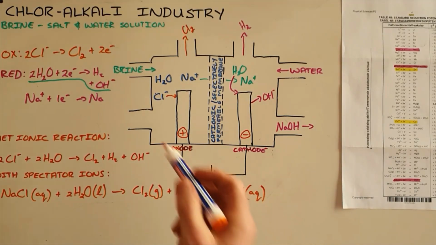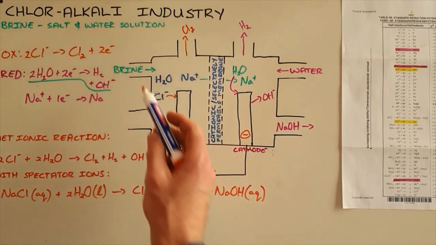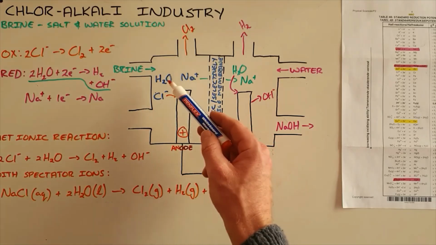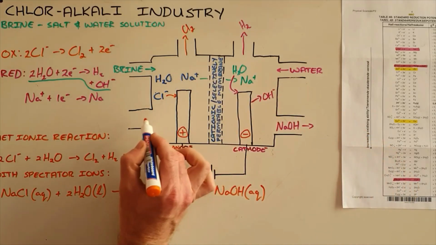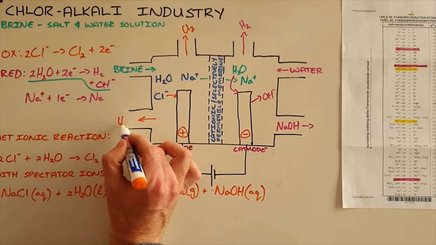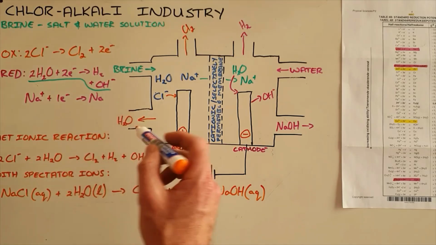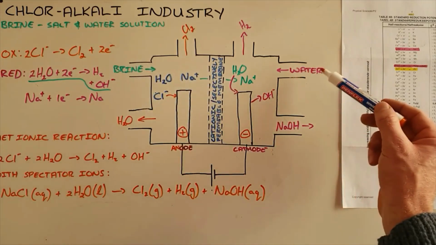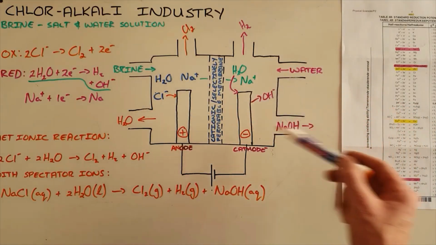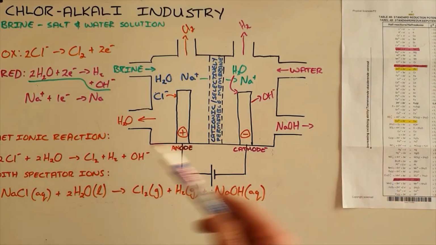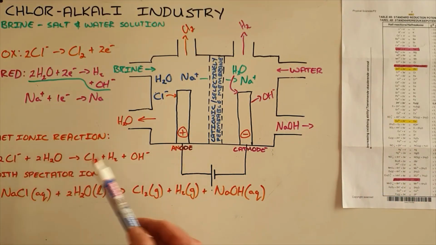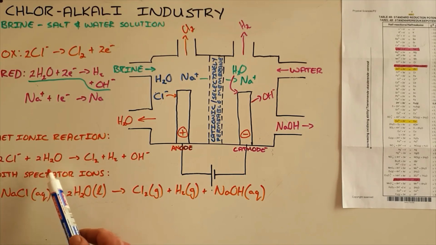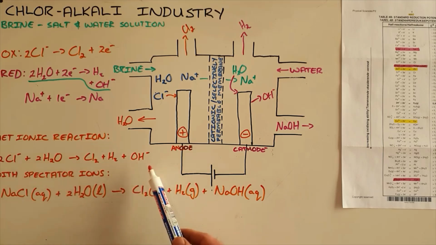As we can see here, with the brine continuously coming in, the chlorine being oxidized and the sodium ions moving across, it is important to continue circulating out the excess water so that you can continually increase the concentration of brine here, while continually pumping in more water on this side and removing the sodium hydroxide. The net ionic reaction, meaning without spectator ions, is 2 chloride ions react with 2 water molecules to form chlorine, hydrogen and hydroxide.